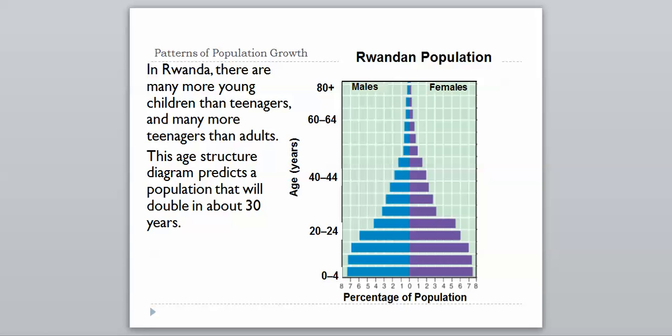However, if you look at the country of Rwanda, there are many more young children than teenagers, and many more teenagers than adults. So if you look, the bottom part is basically where the most people are, and this is going to indicate that the population will double in about 30 years, because all those people in the lower ages are, in about 30 years, all going to be having kids, so the number of people is just going to increase dramatically. So it'll just look like the bottom part all the way through the entire chart. So that's how you can look, again, very different here with their age structure diagrams.